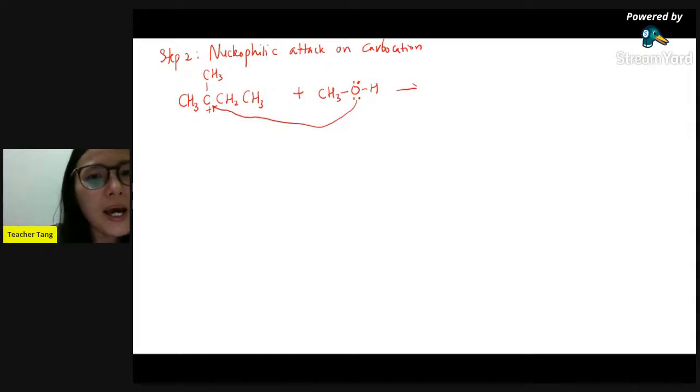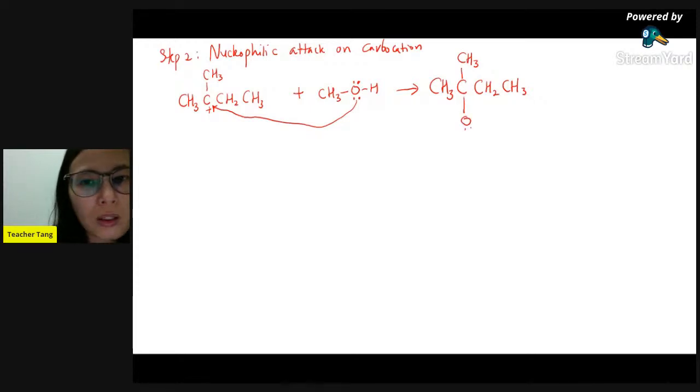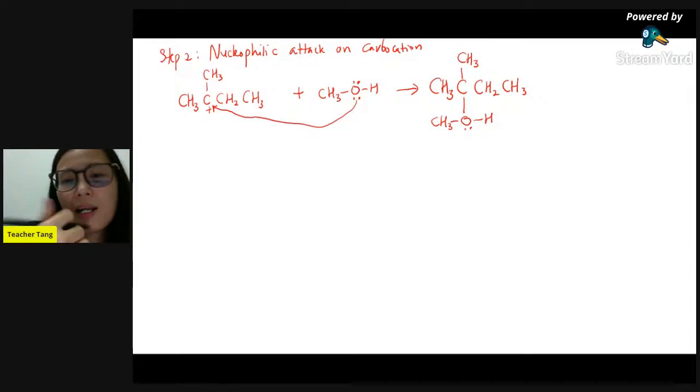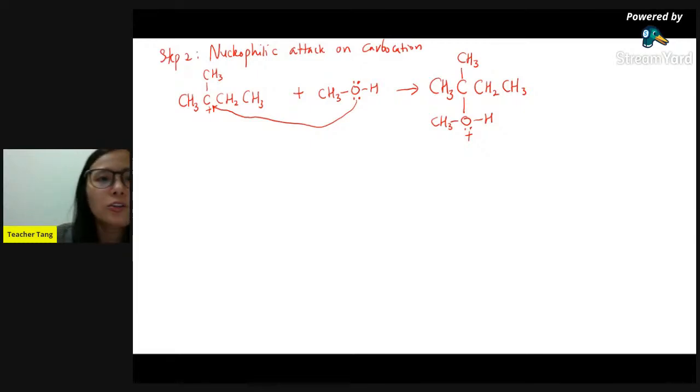So you get CH3, CH3, CH2, CH3. One lone pair is used, so it forms one bond. Can you see 1, 2, 3, 4, 5? So 6 valence electrons minus 5, you get positive 1. So that is step number 2.